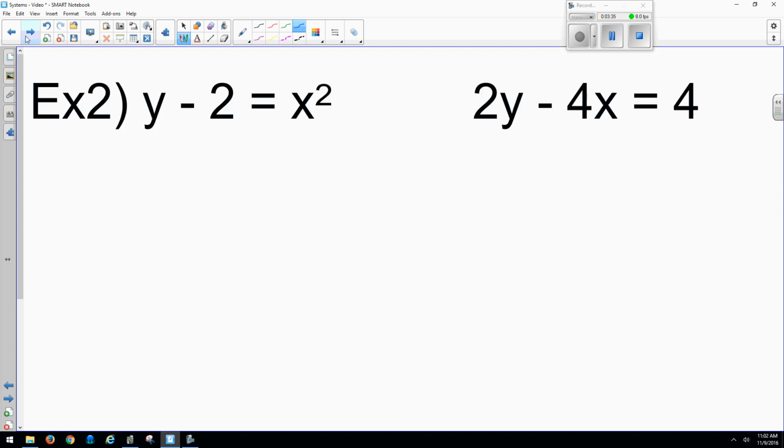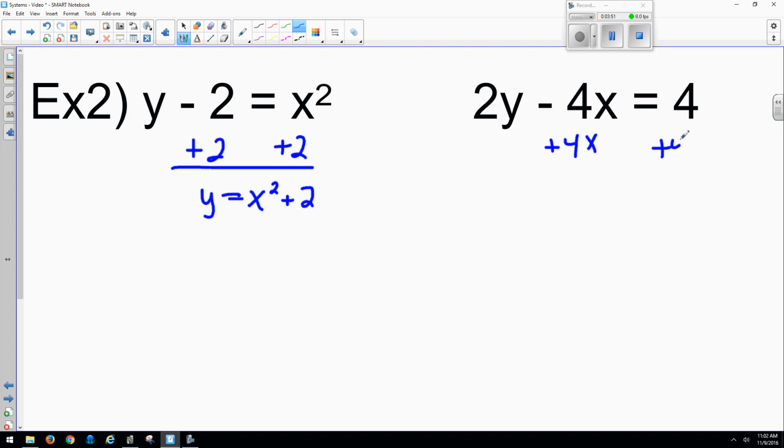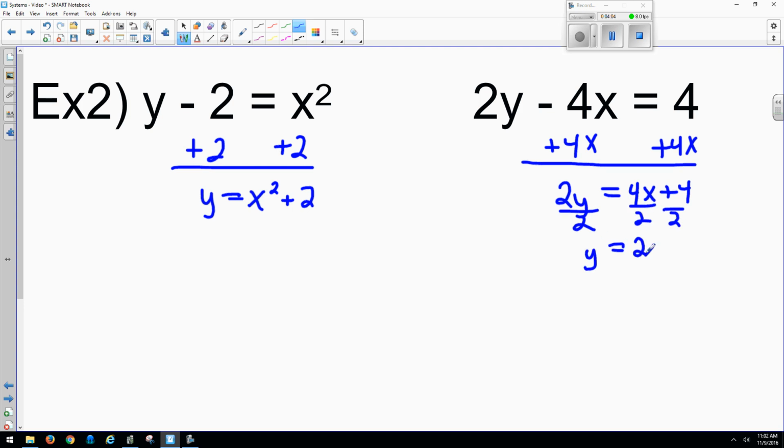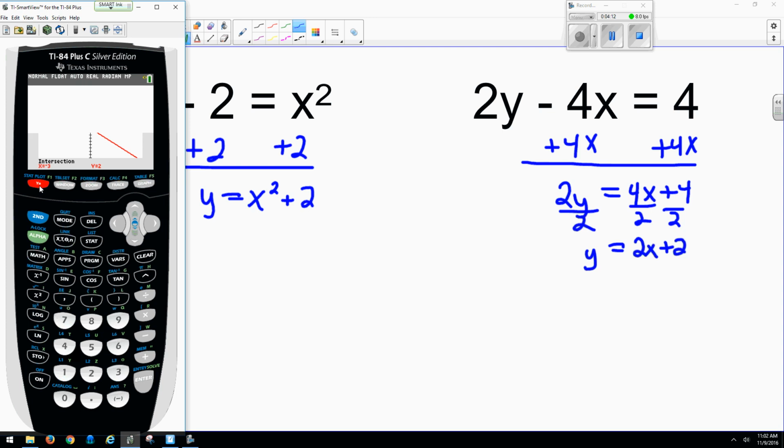Here's another type of example. And so again, I'm going to solve for y. If we're doing this by graphing, that's really important. Solve this for y. Divide every term by 2. So we have y equals x squared plus 2, which hopefully by now you recognize as a quadratic. And then we have y equals 2x plus 2.